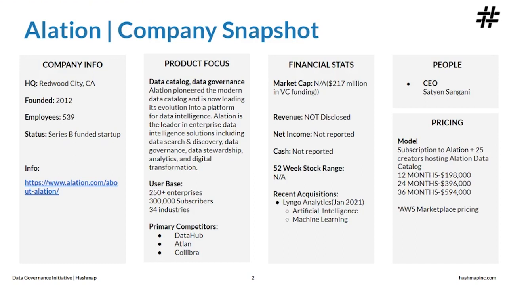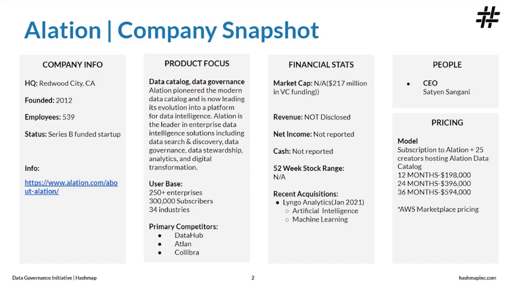Alation pioneered the modern data catalog and is now leading its evolution into a platform for data intelligence. Alation is the leader in enterprise data intelligence solutions, including data search, discovery, data governance, data stewardship, analytics, and digital transformation. More than 250 enterprises have adopted Alation as their data catalog and data governance platform. They have an industry base of 34 industries, and primary competitors are DataHub, Atlan, and Collibra.